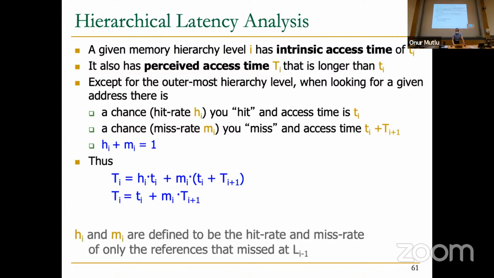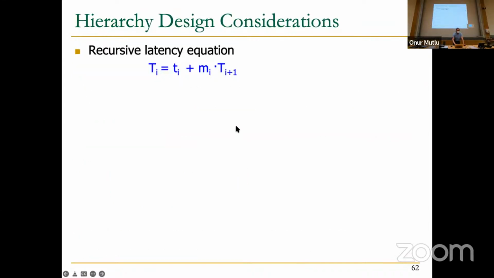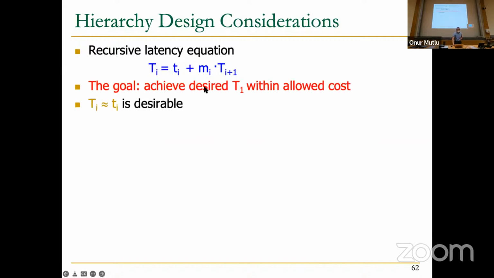Now you can apply this hierarchically to different levels. So clearly Hi and Mi are defined to be the hit rate and miss rate of only the references that missed at the previous level, right? Okay. So you can think about this a little bit. So let's take a look at what this means, basically. If the goal is to achieve a desired perceived latency within some allowed cost, ideally, you would like to make the perceived access latency of the first level, especially, equal to the intrinsic access latency of that level. That means that sometimes you're going to miss, but those misses are not going to be changing your overall latency that much, right? Hopefully. But of course, it's not always perfect.